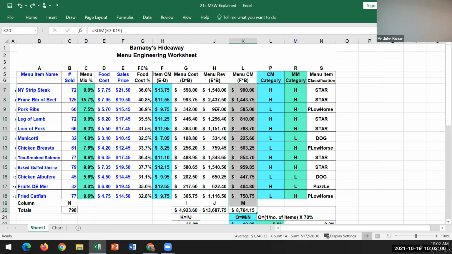Why would we keep this? If this is a firework, we would look into this because of this high right here. It has potential. And if we can figure out a way to sell more of it, it could be that people don't know what it is.